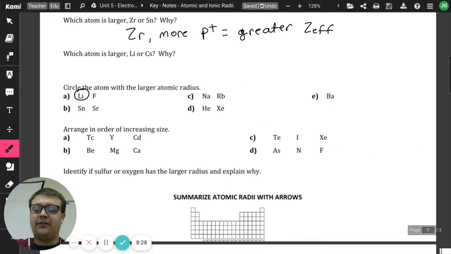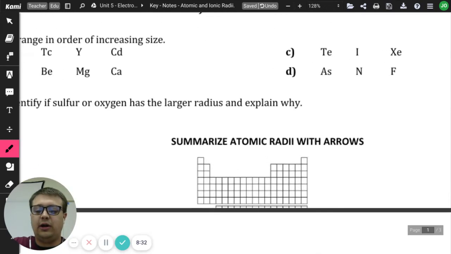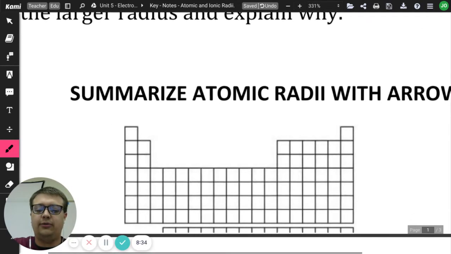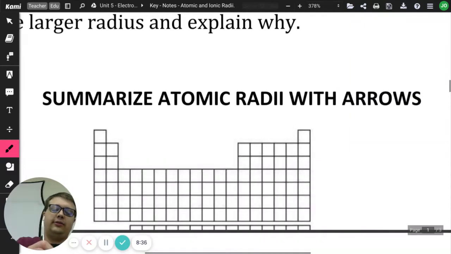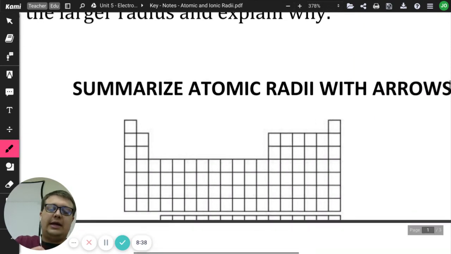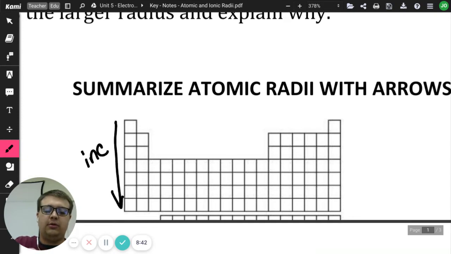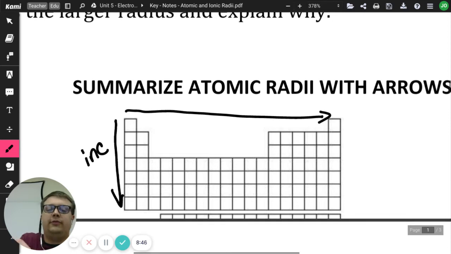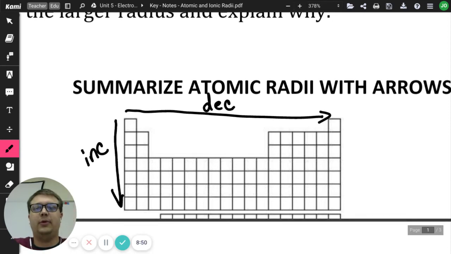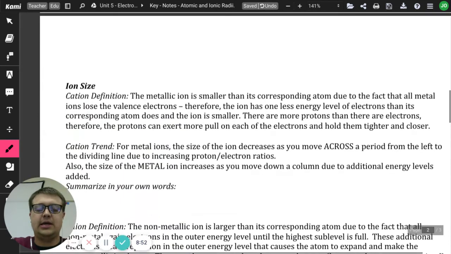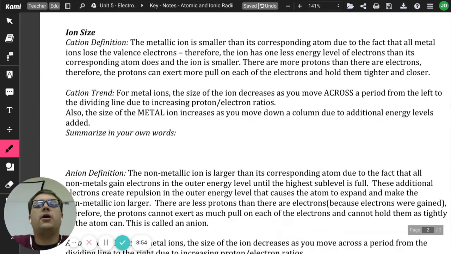All right, so I'm going to leave the rest of these for y'all to do, and let's quickly summarize this with arrows. So atomic radius is going to increase going down and decrease moving to the right. That would be our basic summary. Okay? All right. So now we are moving on to ion size.